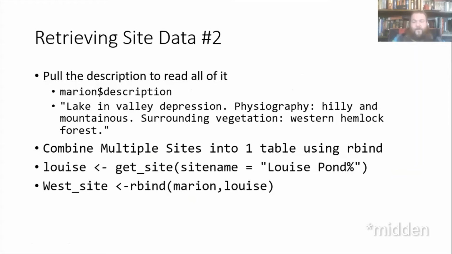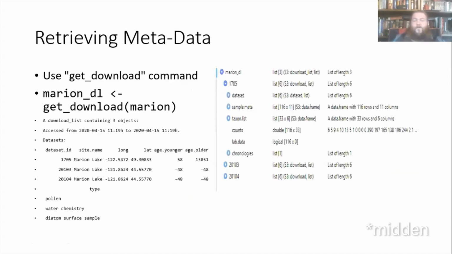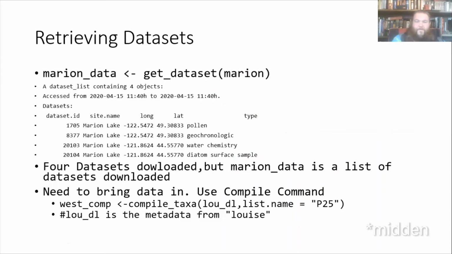You can use the base R command, rbind, to do that. So we can use the get download command to get metadata. And you can see these nested lists, not quite data frames. And when you have the output here, we have the same information as site data. We also have our access, and we can see that there are three kinds of data here. There's pollen, there's chemistry, and then there's diatom surface data.